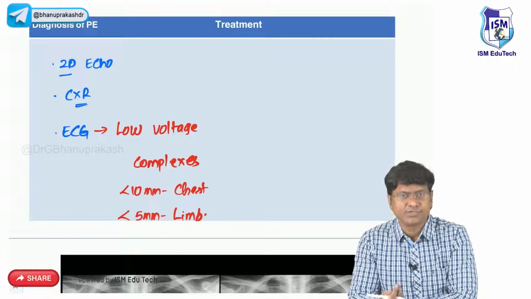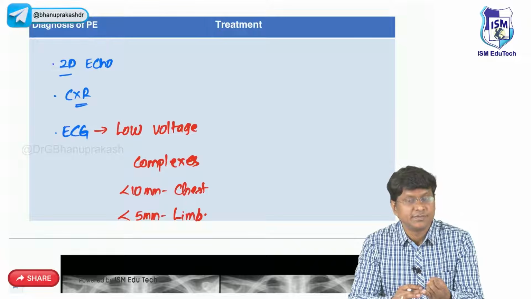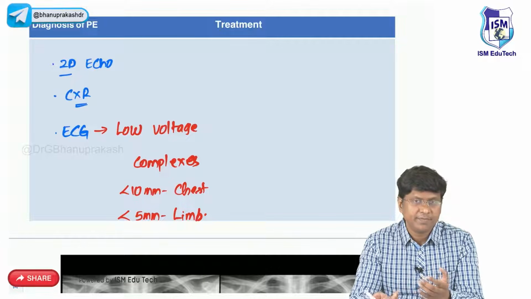Now, what are all the conditions where you can have low voltage complexes? One is pericardial effusion. Then you can also see this in patients with constrictive pericarditis and even in restrictive cardiomyopathy. These are all the differential diagnoses. And other conditions like morbid obesity, COPD patients like emphysema, and massive left-sided pleural effusion.